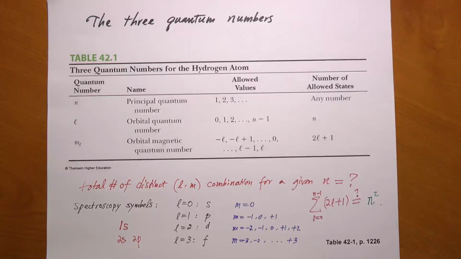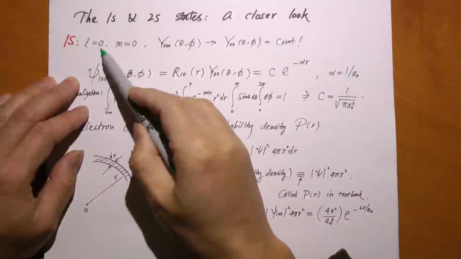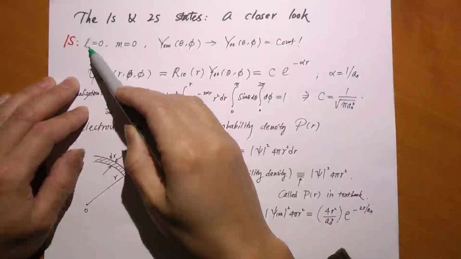Now, with this out of the way, we are going to take a look at some of the low-lying energy states of the hydrogen atom, in particular the 1s and 2s, and we'll also take a little bit of a look at 2p as well. So let's start with the 1s. So for the 1s state, l equals 0.